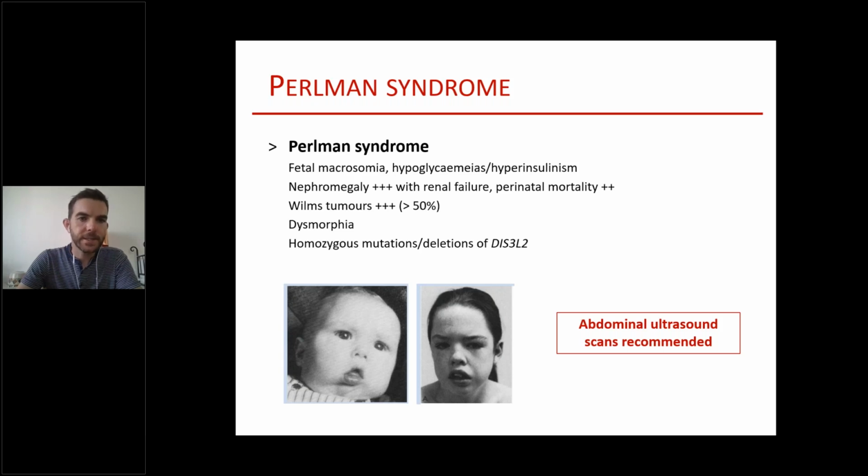I will finish with the Perlman syndrome because at birth, Perlman syndrome can mimic Beckwith Wiedemann syndrome because of fetal macrosomia, hyperinsulinism, nephromegaly. But those patients can be distinguished because of the precocious occurrence of renal failure and high mortality in the perinatal period. The risk of Wilms tumor is particularly high, and those patients should benefit from abdominal ultrasound scans like in BWS. Perlman syndrome is usually due to homozygous mutations or deletions of the DIS3L2 gene.